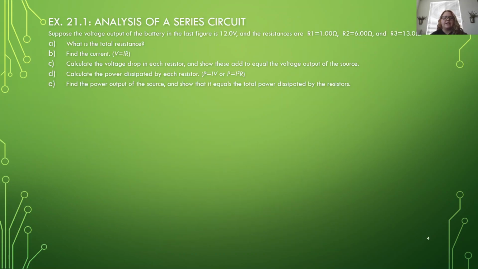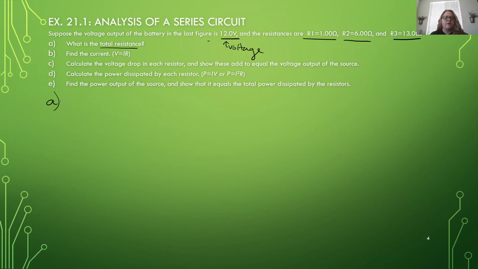All right, so let's go ahead and look at an example of this. Suppose we have the voltage output of a battery in the last figure that we were just looking at, and it is 12 volts. This is my voltage. And the resistances are R1 is equal to 1 ohm, R2 is equal to 6 ohm, and R3 is equal to 13 ohm. What is the total resistance?